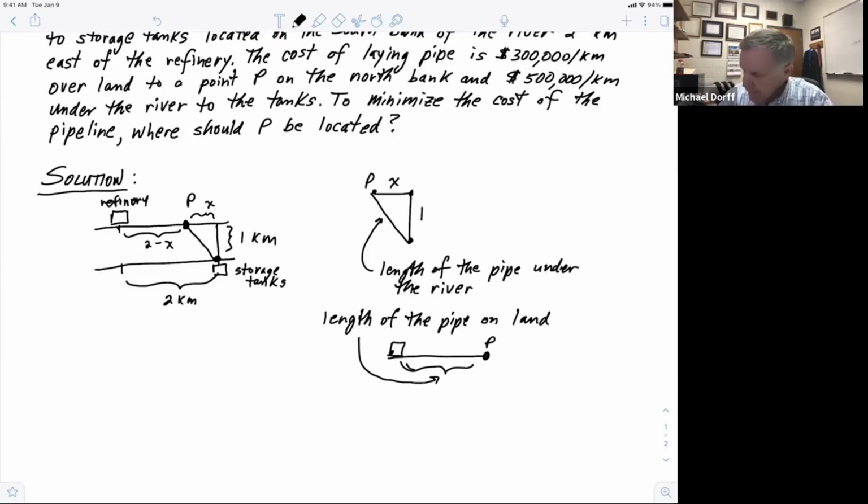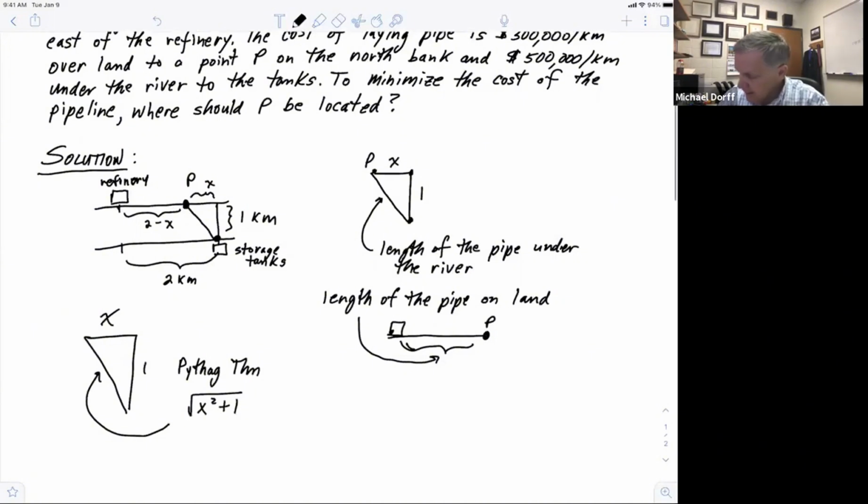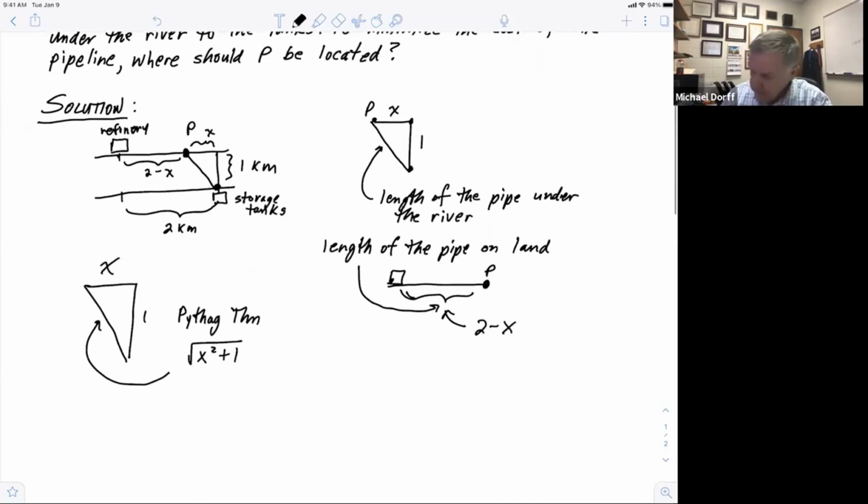All right. So let's look at these numbers. So when I have the triangle here, I've got X and 1, I can use Pythagorean theorem to figure out that this length here is equal to the square root of X squared plus 1. And as we showed earlier, this length here is 2 minus X, since the total distance from the refinery to perpendicular from the storage tanks is 2, and from P to that point is X, so that must be 2 minus X. So the cost of laying the pipe is going to be the cost it takes to lay it on the land.